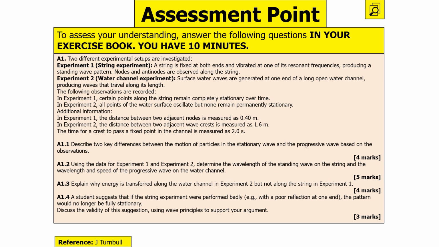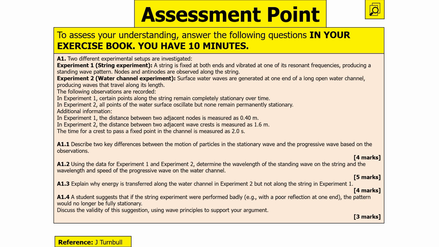In experiment 1, certain points along the string remain completely stationary over time. In experiment 2, all points of the water surface oscillate, but none remain permanently stationary. In experiment 1, the distance between two adjacent nodes is 0.40 meters. In experiment 2, the distance between two adjacent wave crests is 1.6 meters. The time for a crest to pass a fixed point in the channel is measured at 2.0 seconds.